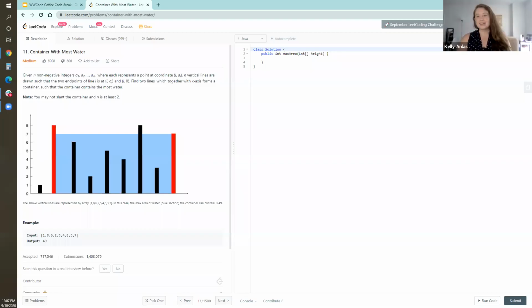Awesome. All right, so the problem that Danielle and I chose to tackle today is this container with most water.